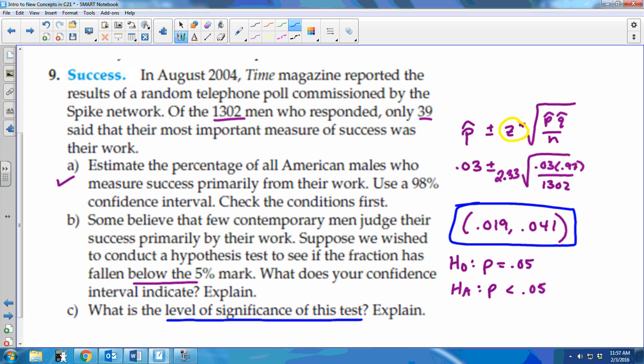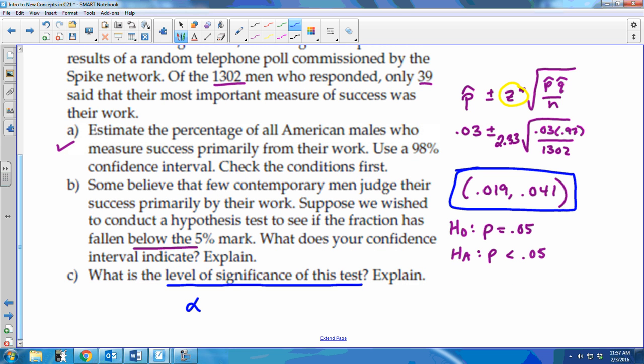So if you were going to do a test, how would I find the alpha level? You always do 100 minus your confidence level. If this was a two-sided test, we would have left it. It was a one-sided test, so we divide it by 2. So our alpha level is just 0.01 or 1%. Everyone happy with that? Okay?